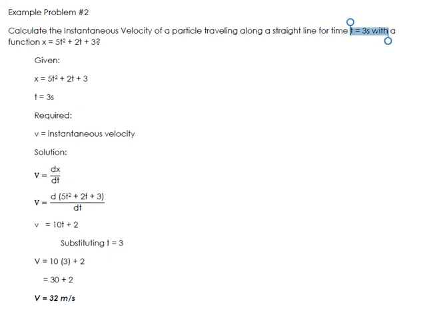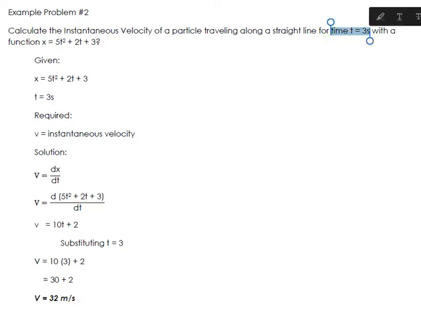Now we have been given the time of 3 seconds. We just have to substitute this time into our velocity function. So v is equal to 10 times 3 plus 2, which is 30 plus 2, and adding this, we have the velocity equal to 32 meters per second. So that's how we can solve for the instantaneous velocity at a specific time.